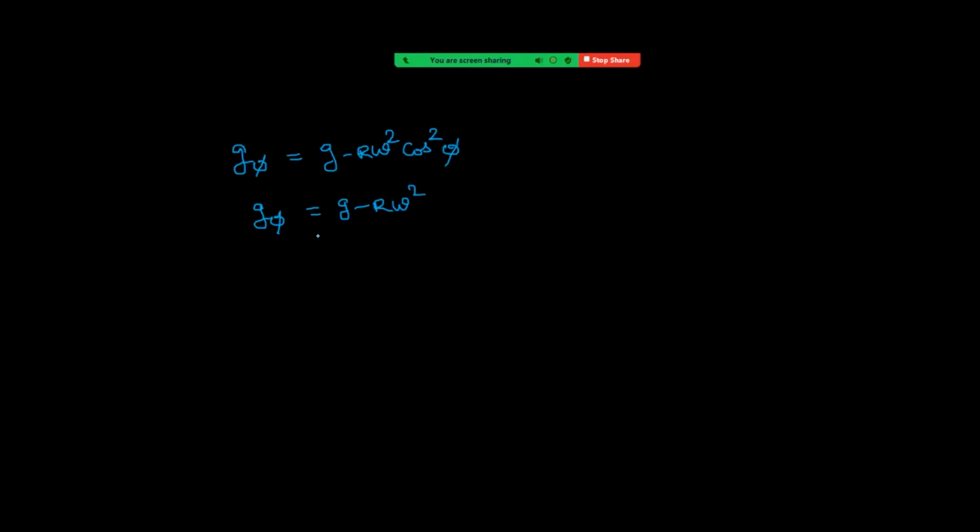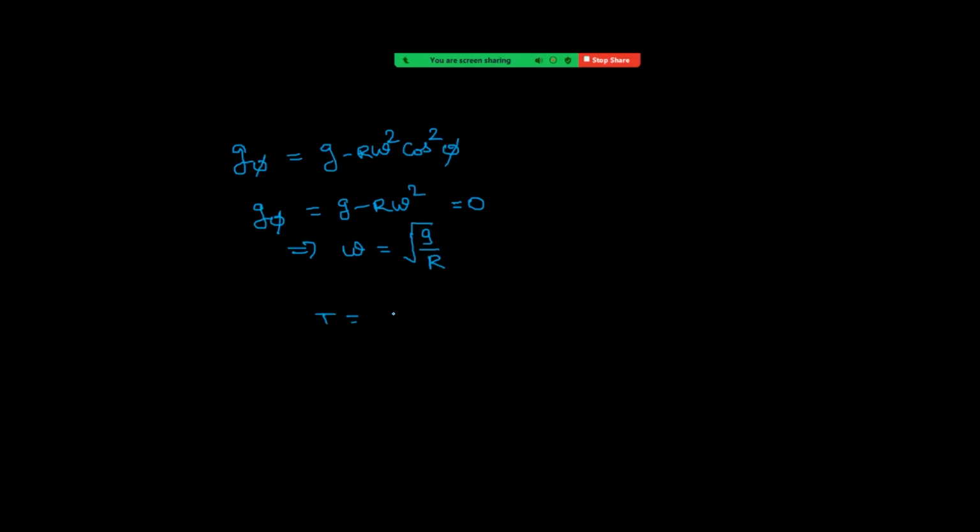So if an object is becoming weightless, it means that at that place the g value is becoming zero. It is not the mass, because mass is a constant. That means, for what value of omega does this become zero? From this, omega equals root of g by R. Okay.